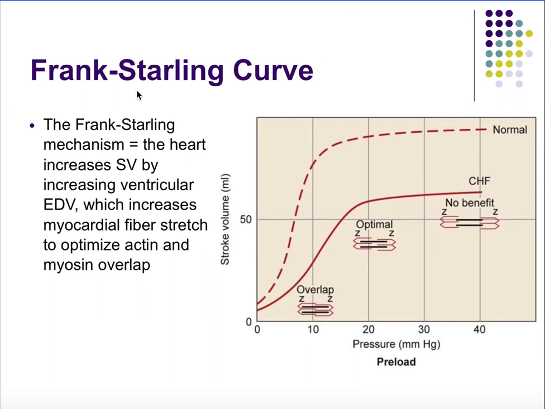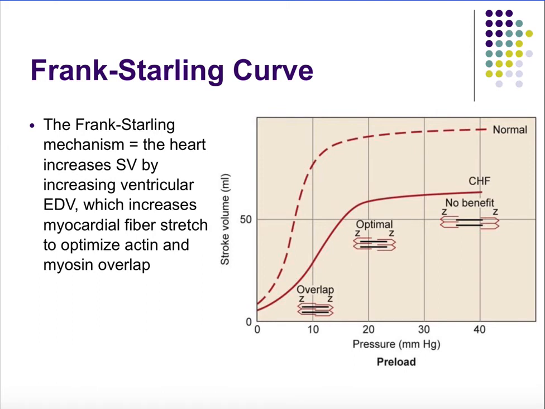Okay, so here's that Frank-Starling curve. So in the Frank-Starling curve, we have our optimal sarcomere length shown here. And this, with the dotted line, is with normal heart muscles. And then here is with heart failure. But what you can see is in optimal sarcomere length, we have good overlap between the thin and the thick filaments, but we still have room for the filaments to slide past each other. And so you'll produce the most amount of force.